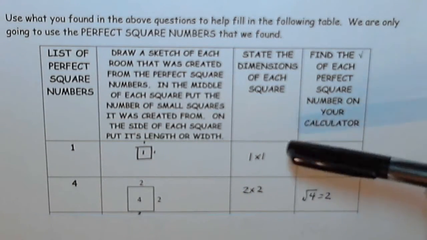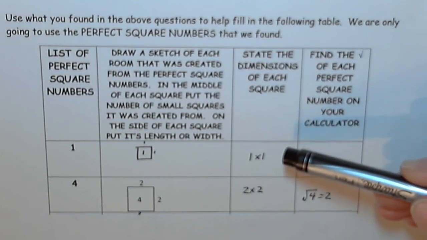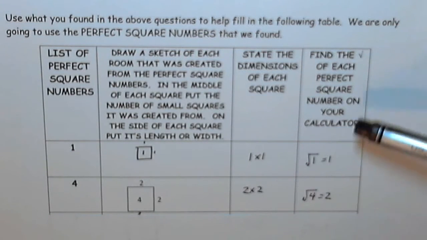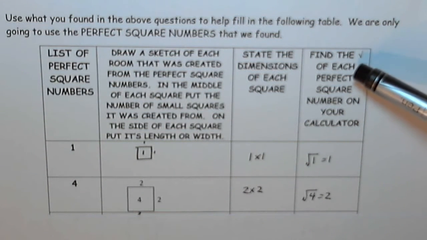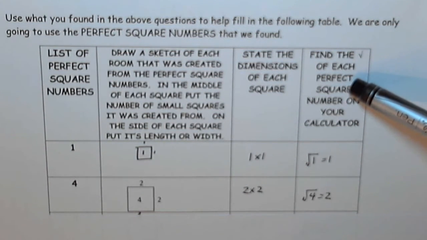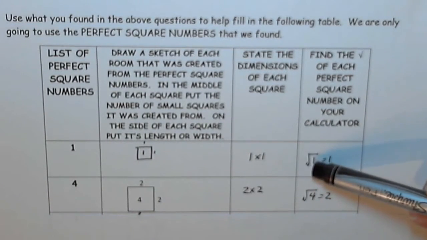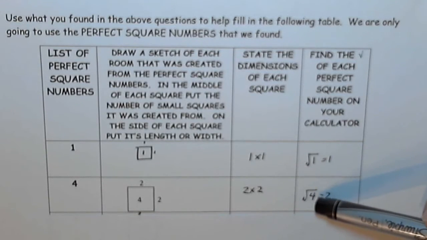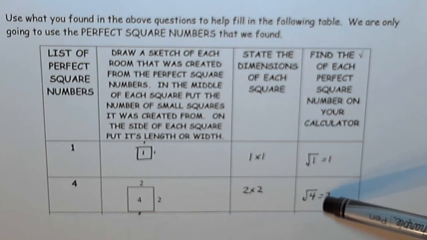The next column is the dimensions of the room. This is a 1 by 1 room, a 2 by 2 room. Then you're supposed to find the square root on your calculator, or if you know it, just write down the answer. The square root of 1 is 1, the square root of 4 is 2. Now pause this video and fill in the rest of the page, then turn the video back on and check your answers.